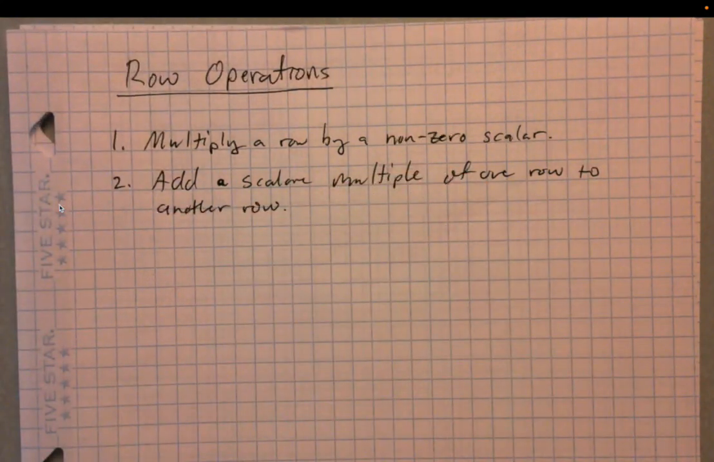We'll see some examples of each of these in a second. But basically what I can do is take row 1, multiply it times 10, and then add that new row, 10 times row 1, to row 2, and replace row 2 with that sum.